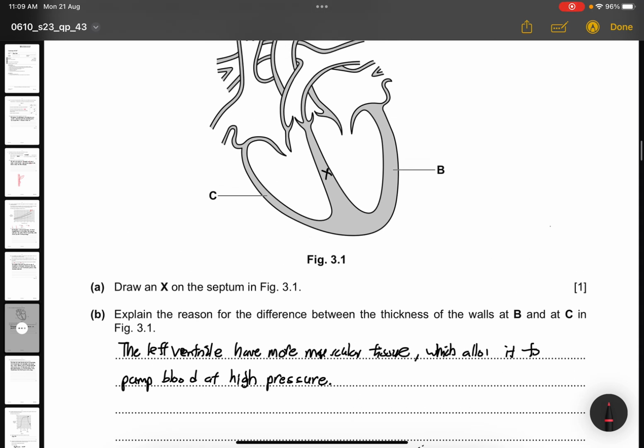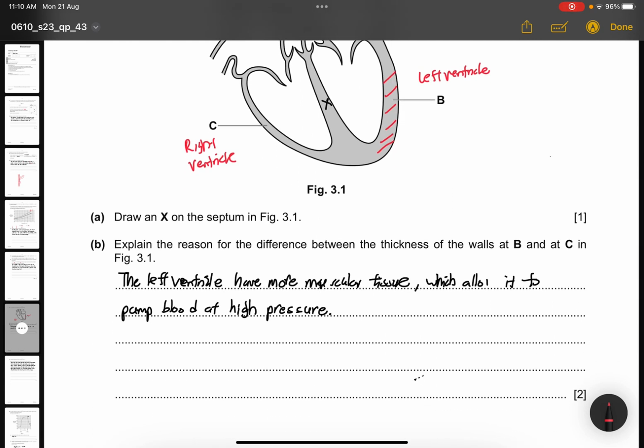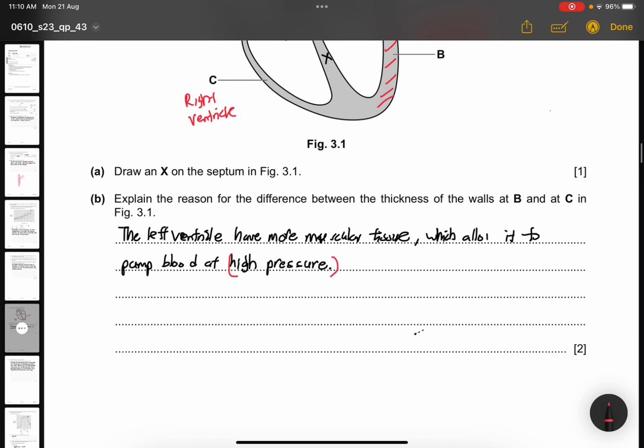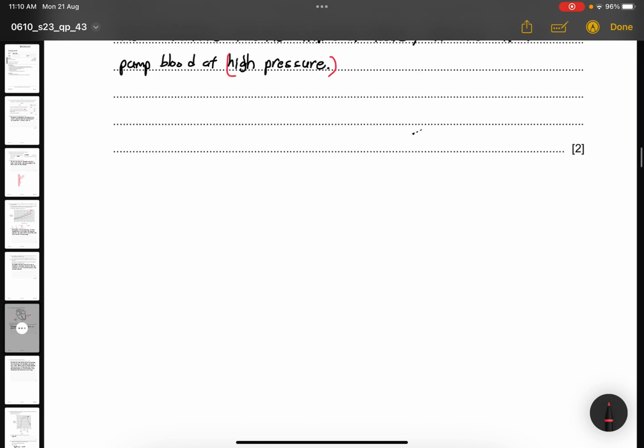Part B, explain the reasons for the difference between the thickness of wall at B and at C in figure 3.1. So B is the left ventricle and C is the right ventricle. If you can see the visual differences, in B, the left ventricle, there is a larger muscular wall. So how do you explain it is that the left ventricle has more muscular tissue, which allows it to pump blood at a much higher pressure. Okay, that's how you get your 2 marks.